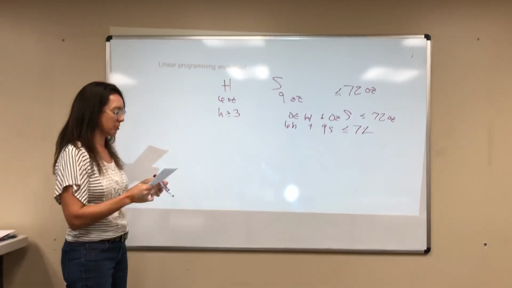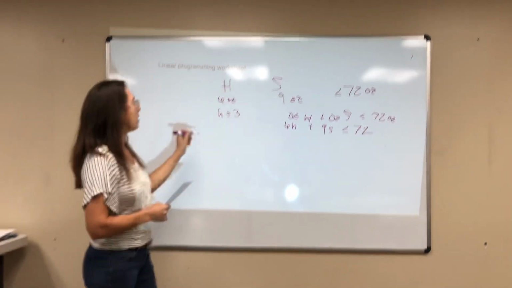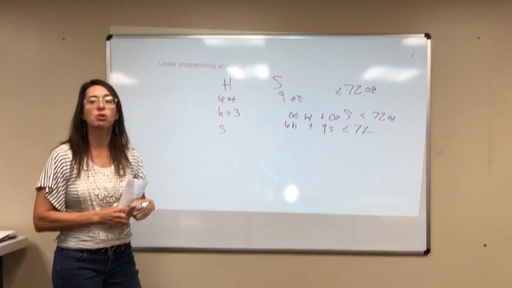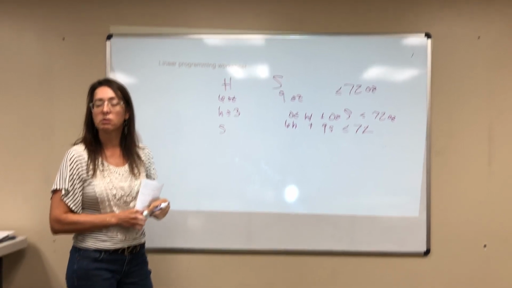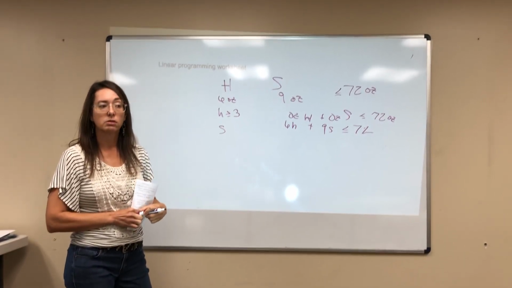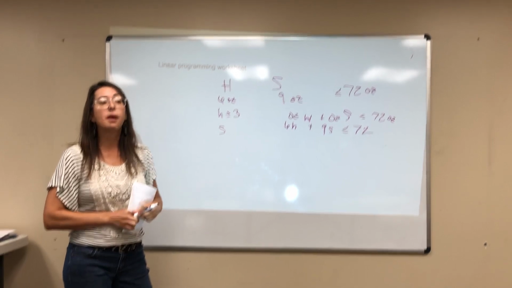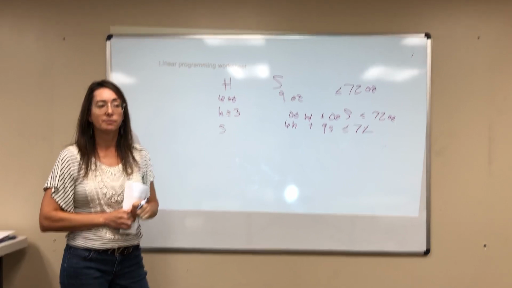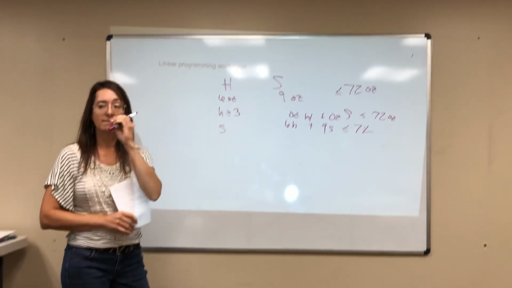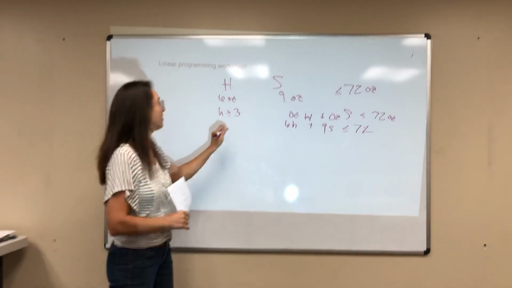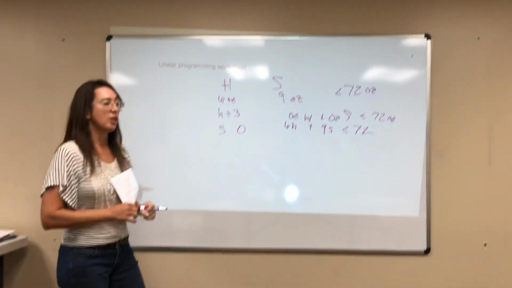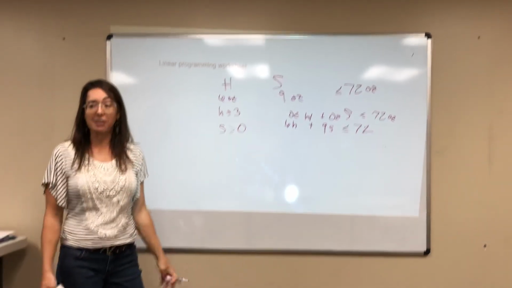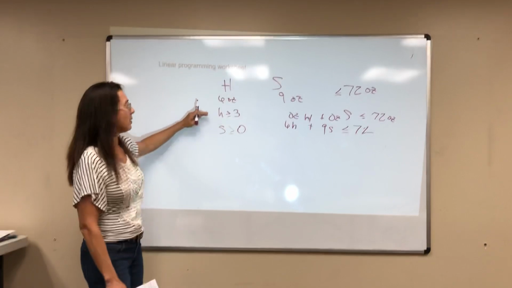Now what about scarves? We don't have any information. So what could I say about scarves? What's the least number of scarves that she could make? Zero. Right? So she's going to make greater than or equal to 0 scarves.